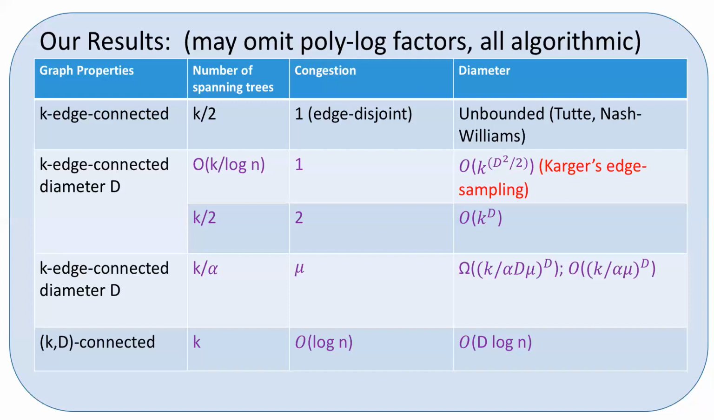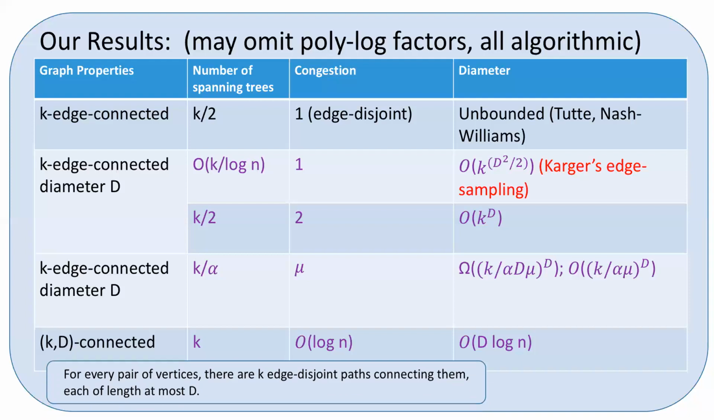And lastly, we studied the case where the graph is kd connected. Here we say that a graph is kd connected if for every pair of nodes there exist k edge disjoint paths connecting them, each has length at most d. Note that this is a stronger notion of connectedness. The reason that we study this case is because the upper and lower bounds of the first three results do not seem very satisfying, and therefore we need to maybe strengthen the notion of connectedness.